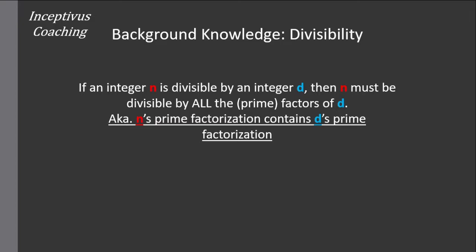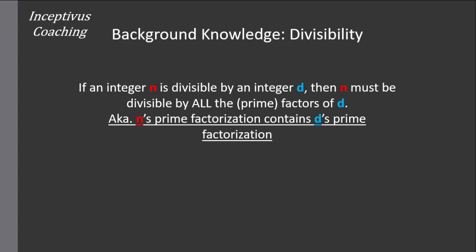Let's first prime factorize n and d, right? So we'll have some factors of 2, 3s, 5s, 7s, all the prime numbers on the bottom and the top. Then n's prime factorization must contain d's prime factorization. Which means all the prime factors in d's prime factorization must be present or at least contained inside n's prime factorization.